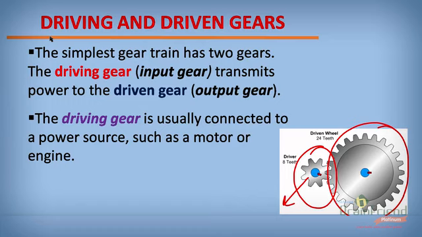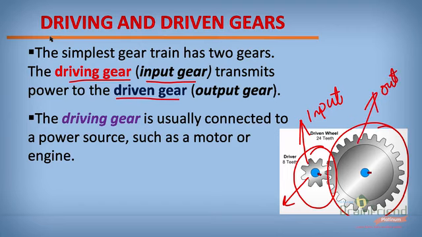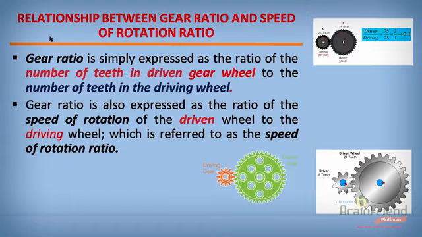Now, the simplest gear train has two gears. The driving gear, which is also called your input gear, transmits power to the driven gear, which is also called your what? Output gear. The driving gear is usually connected to a power source, such as a motor or engine.